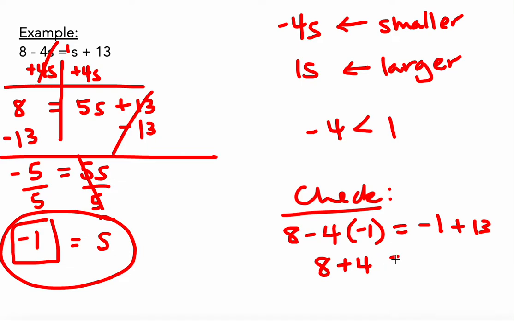So it becomes 8 plus 4. Negative 1 plus 13, different signs subtract. 13 minus 1 is 12. Keep the sign of the bigger number. Yep, that's positive. 8 plus 4 is 12. 12 equals 12. That checks out. S is indeed equal to negative 1. Lots more steps in these problems, right?